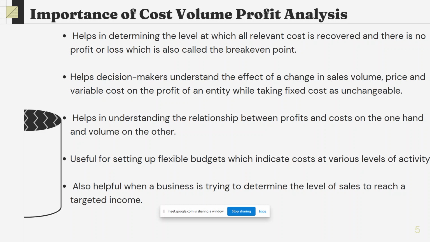Third, it helps in understanding the relationship between profits and costs on the one hand and volume on the other. Fourth, it is useful for setting a flexible budget which indicates costs at various levels of an activity. And lastly, it is also helpful when a business is trying to determine the level of sales to reach a target income. It means it will help you determine the viability of your business and make a plan to reach your business goal profit. It also helps you set the selling price based on the company's profitability.